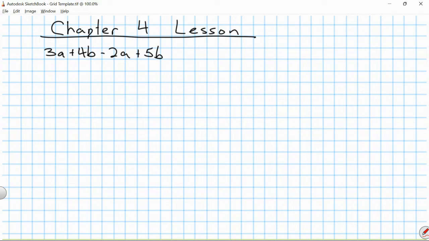Okay, so what I'm going to do is this. I'm going to go over here and I'm going to rewrite this as 3a minus 2a. Now, why am I doing that? Because I am combining like terms. I want things that have the same letters to be next to each other so that I can do that operation and simplify. Now, what do I have left? I have a positive 4b and a positive 5b. So I'll combine those like terms. 3a minus 2a is just a, and 4b plus 5b is 9b, and that's the answer.